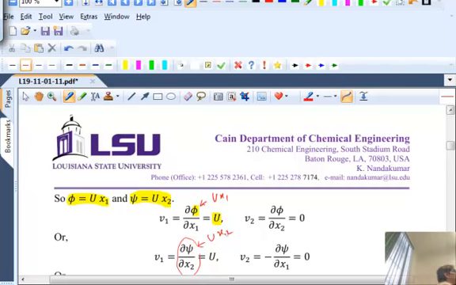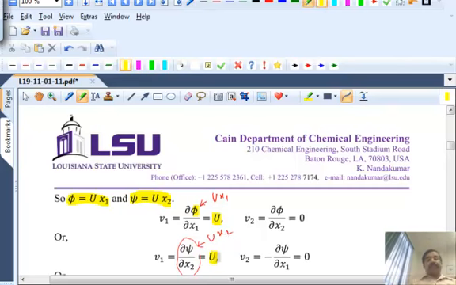So whether I use phi, the velocity potential, or psi, the stream function, I get the same velocity. Of course, it must be true because the Cauchy-Riemann condition is true, right? So v1 is the same expression, u.